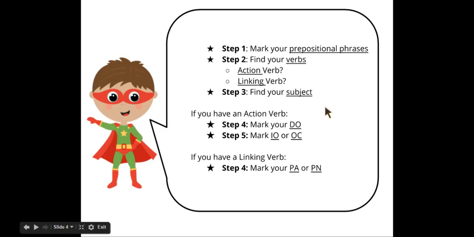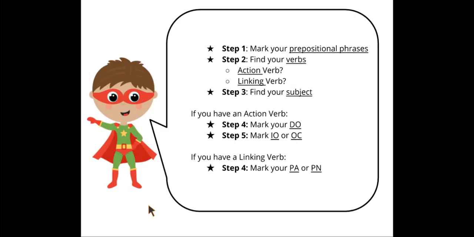Okay, and you have Grammar Man giving you some help here. When you're marking up your sentences, you should mark your prepositional phrases. After you mark those, you just set those aside and ignore them for now, because subjects, verbs, and complements are never going to be inside your prepositional phrases. Find your verbs. Decide, are these action verbs? Are they linking verbs? The action verbs is what we're dealing with today. Those are the easy ones.